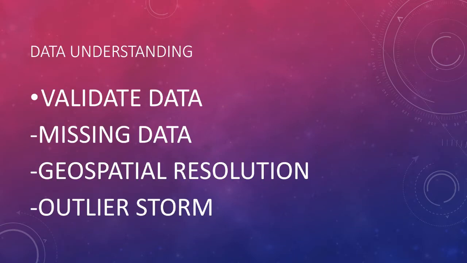Now on the data understanding, we still have to validate data, so we have the missing data. This would be a significant change to the data that would be needed. So next would be to map disparate sources to a common geospatial resolution. Next would be the outlier storms, so this would be major outages.